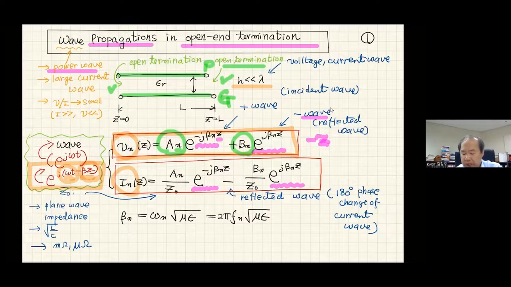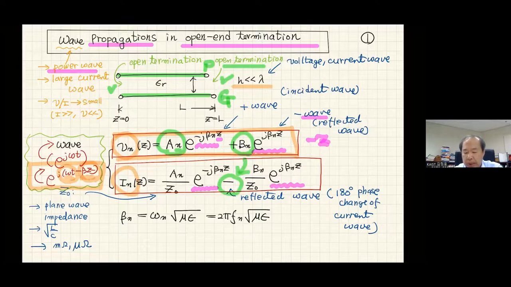And one interesting thing is that a traveling wave in the minus g direction is going to change the 180 degree phase difference between voltage wave and current wave. That is the property of electromagnetic wave. You can learn about this kind of thing in the undergraduate electromagnetic wave classes. I'm not going to derive all these equations.